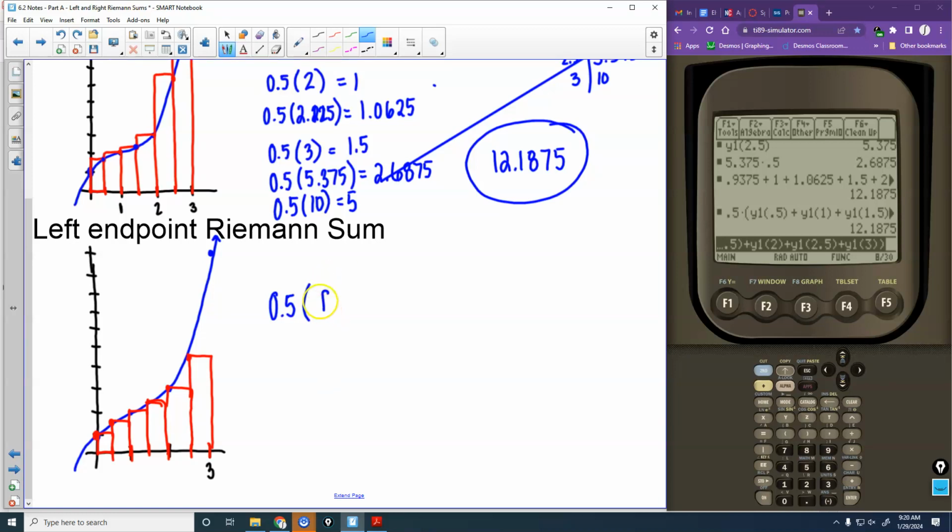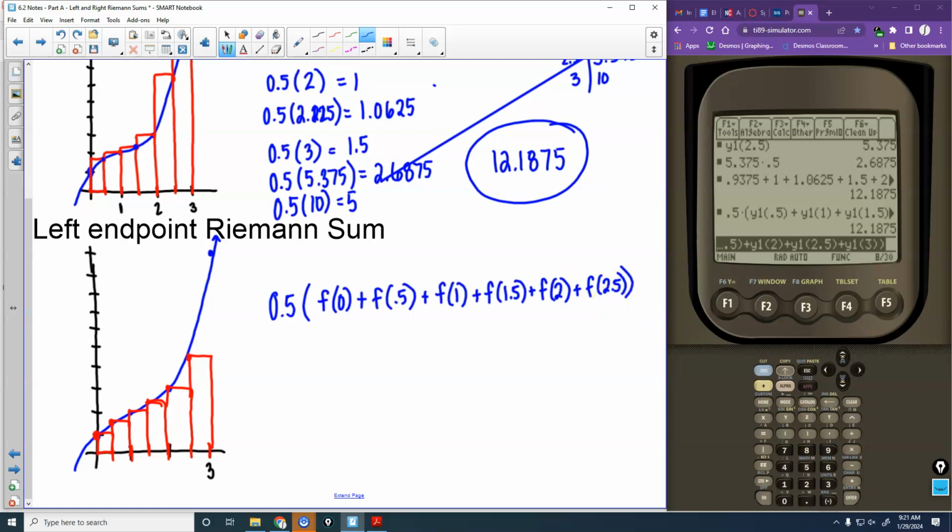I could call it, instead of calling it 1, I could say f of, what's my x value there? It is 0, because we're talking about this left corner this time, so it's going to be 0. So I'll have f of 0. What will be the next height? It's going to be 0.5, right? So I'll have f of 0.5, and then this is just going to continue, right? I'll have f of 1, f of 1.5, f of 2, f of 2.5. Do I use f of 3?